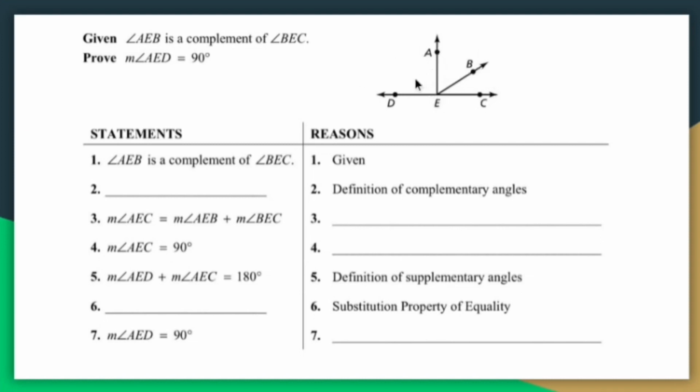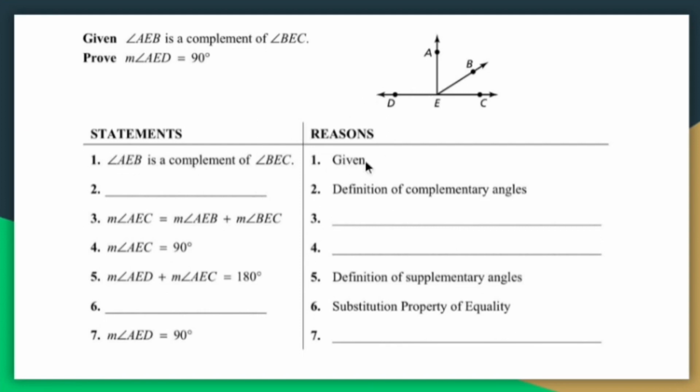Anything could happen. But what it's telling me right off the bat is angle AEB, which is 1, 2, 3, is complementary to angle BEC. So angle AEB is complementary to BEC. Let's get started. And what I have to show is that the measure of angle AED, which is U, is 90 degrees. So got a lot of work to do.